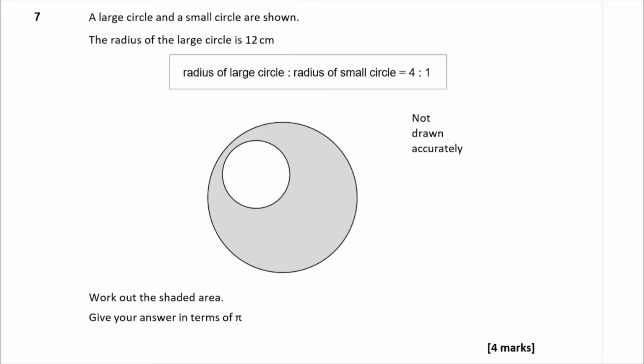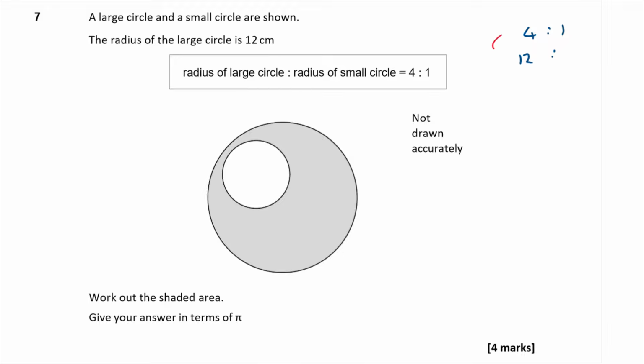Question 7. A large circle and a small circle are shown. The radius of the large circle is 12 centimeters, and the radius of the large circle to the radius of the small circle is in the ratio of 4 to 1. Work out the shaded area and give your answer in terms of pi. Okay, so we've got the radius of the large circle to the radius of the small circle in the ratio of 4 to 1. And we know that the radius of the large circle is 12. So what does that make the radius of the small circle?